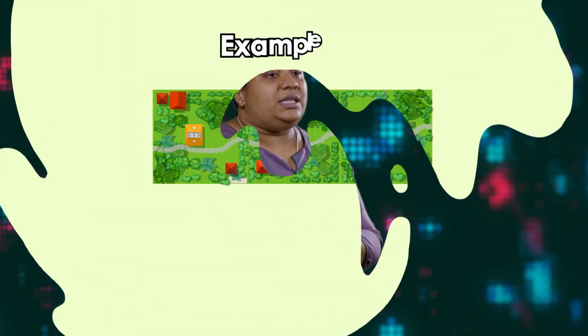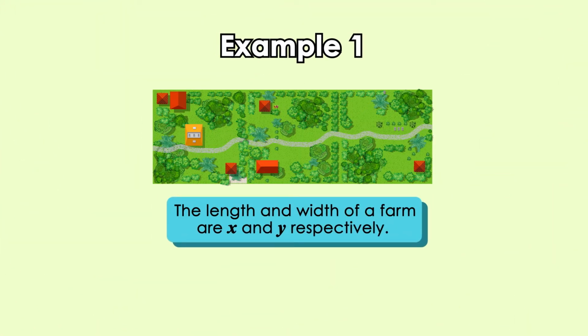Do consider this situation. The length and the width of the farm are x and y respectively. The letters x and y are used to represent the unknown quantities of length and width. What is the perimeter of the farm? How can we tell what the perimeter is without knowing the values of length and width?